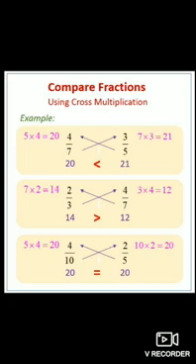Next example, 2 by 3 and 4 by 7. After cross multiplication, 7 times 2 we get 14 and 3 times 4 we get 12. 14 is greater than 12. So 2 by 3 is greater than 4 by 7.